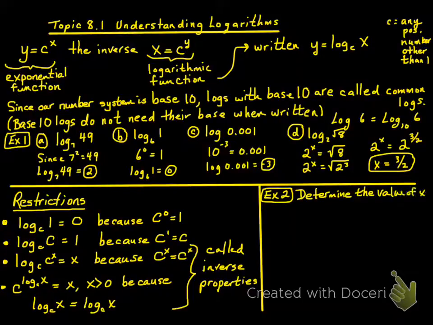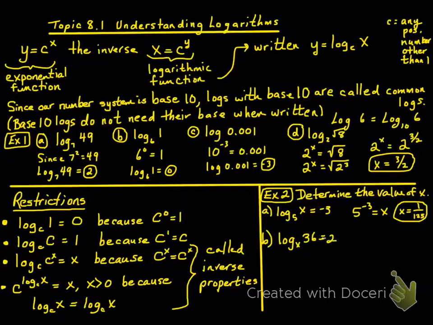And example 2 asks us to determine the value of x. In A, log base 5 of x is equal to negative 3. Well, that means that we're going to write that as 5 to the power of negative 3 is equal to x. And that's 1 over 5 cubed, which is 1 over 125.